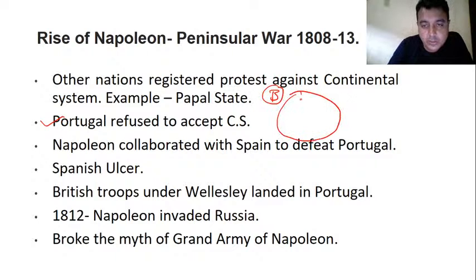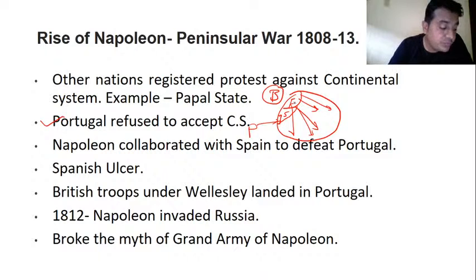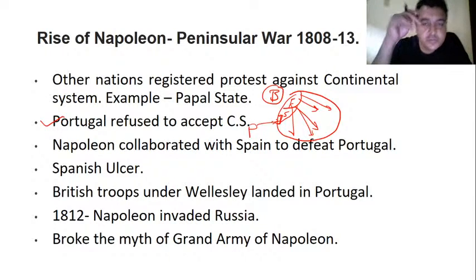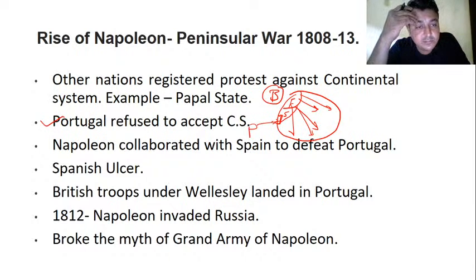So suppose this is Europe. Here is France. Here is a small country known as Portugal. And you know what, as I mentioned earlier, France established its control directly or indirectly over all the parts of Europe. And this small country refused to accept the continental system. Don't you think so? It's a challenge for Napoleon.